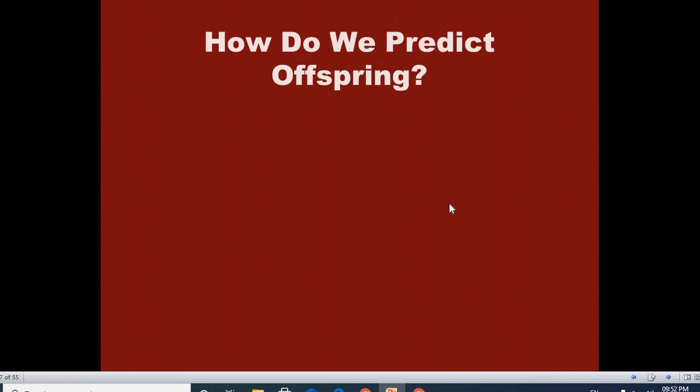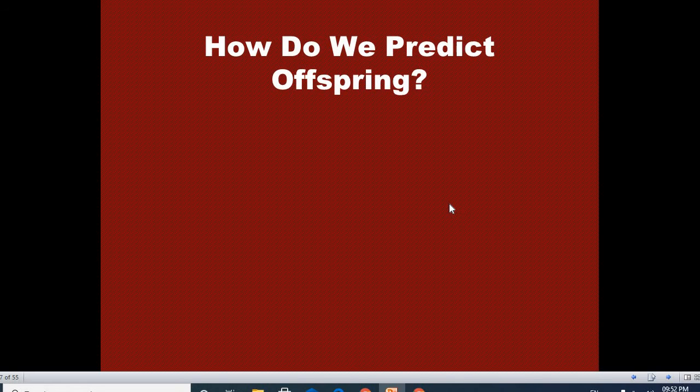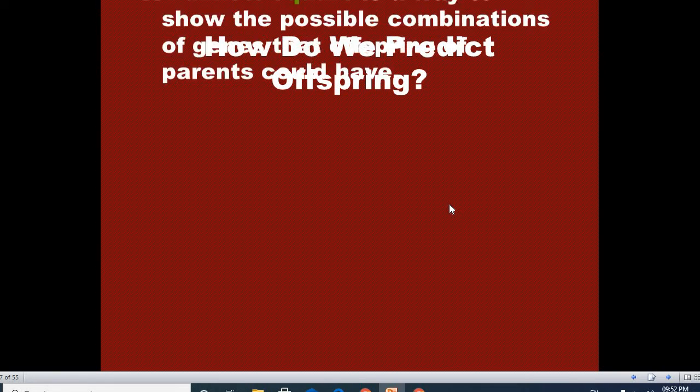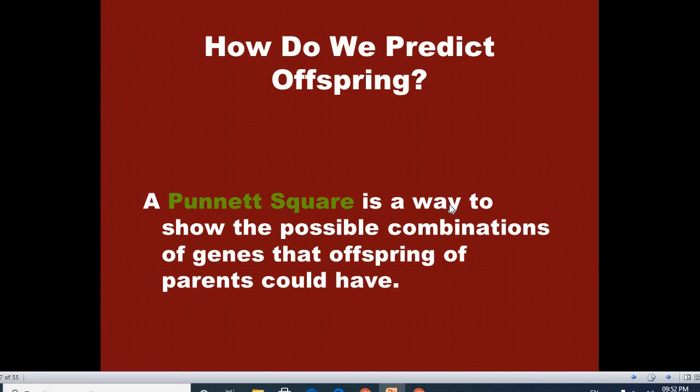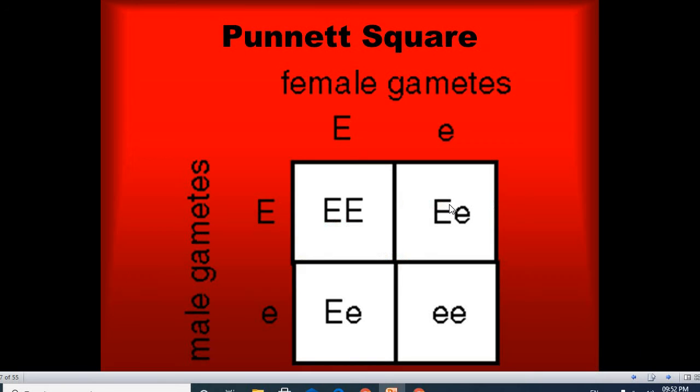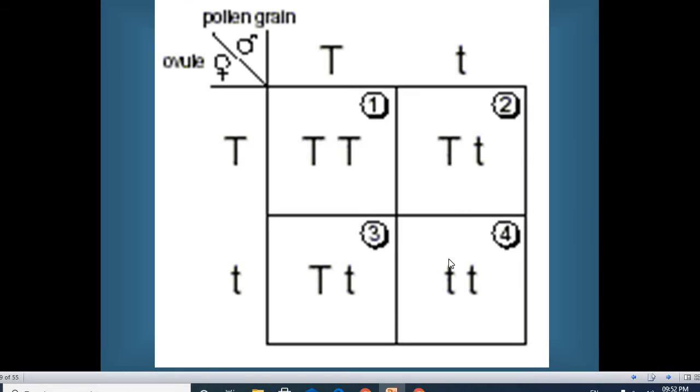So this is about how we can tell which one is homozygous and heterozygous. So now how do we predict offspring? A Punnett square is a way to show the possible combinations of genes that offspring of parents could have. See that. So here in the Punnett square are the female gametes, small e, capital E, small e. Okay, now these are the male gametes, the pollen grain. See that this is the oval. So this is the pollen grain. See that, capital T, small t. So cross pollination, capital T, small t.